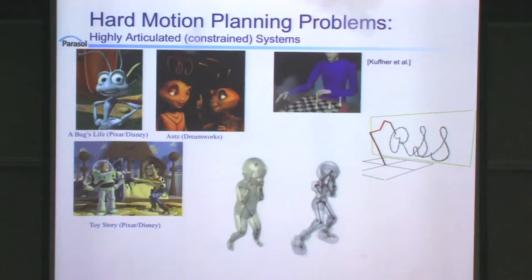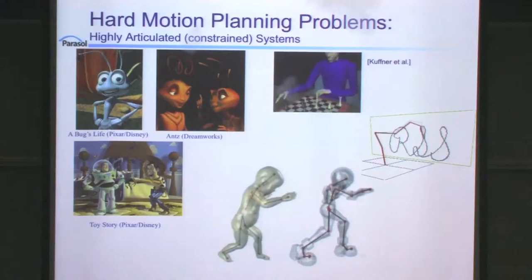Here's another one. This doesn't look as cute, but this is actually a pretty hard problem. You have this articulated linkage here that you're trying to trace out those letters on this wall. So you're trying to maintain this contact, and that's actually a pretty difficult problem.